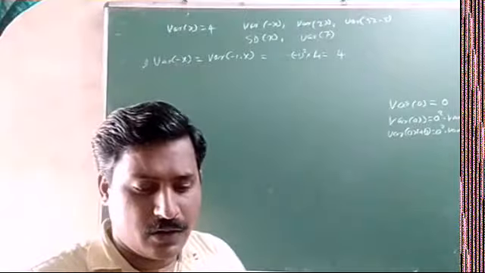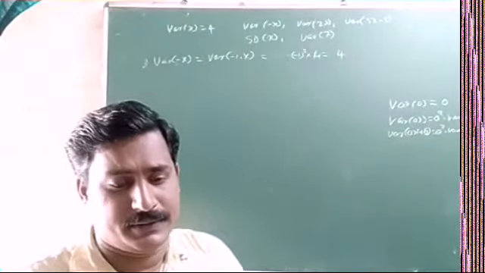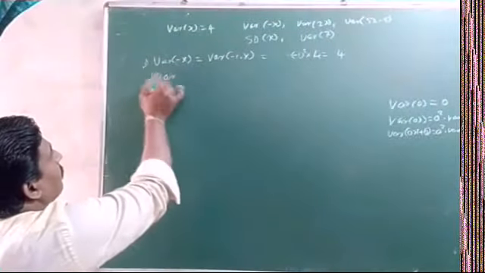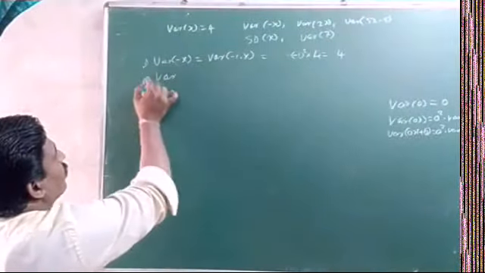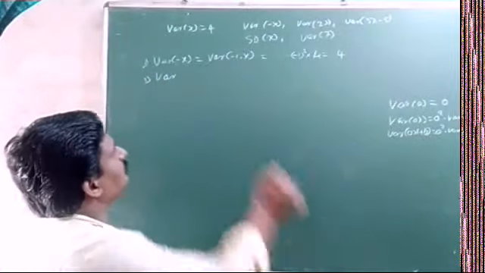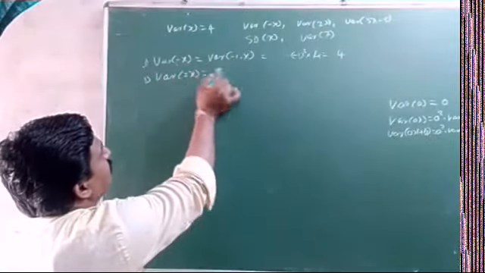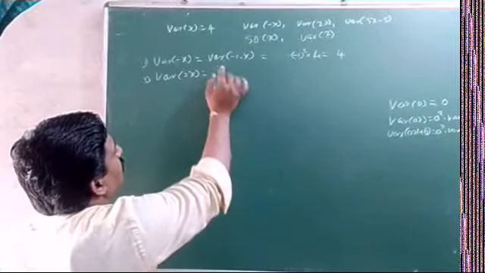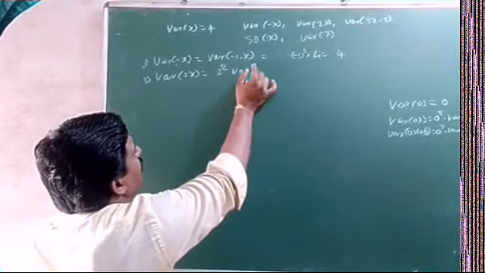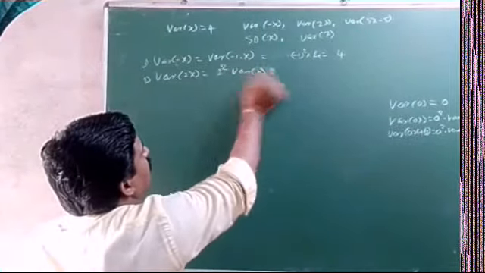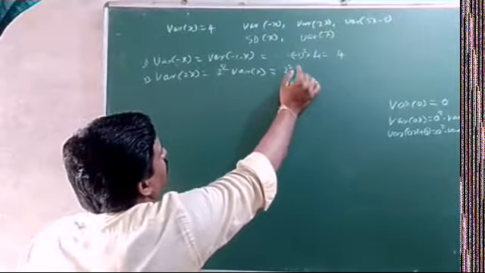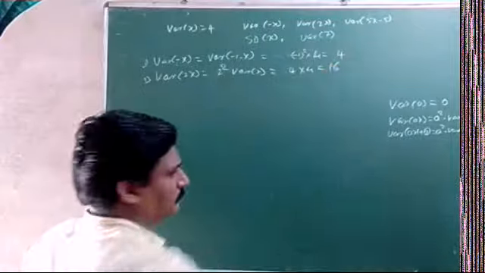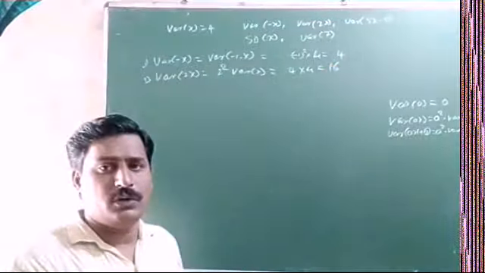Okay. Now next one is variance of 2x. So variance of 2x is equal to 2 square into variance of x. So 2 square is 4 into 4, that is 16. 4 into 4 is 16.